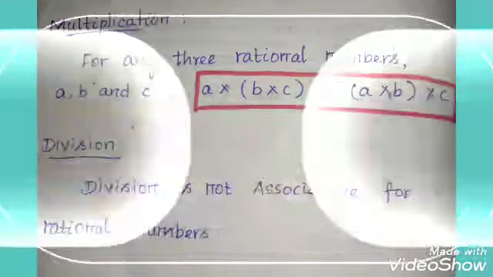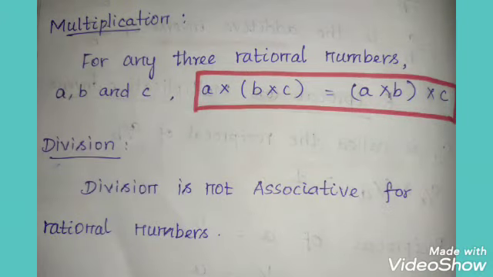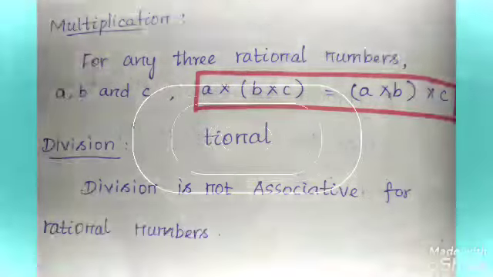The next is multiplication. Again we are taking three rational numbers a, b, c. The same we did in addition we are going to do here. This is a cross b cross c, which means a into b into c equal to a into b into c. Division is not associative for rational numbers, right? For multiplication it should satisfy that condition, and division it is not associative.